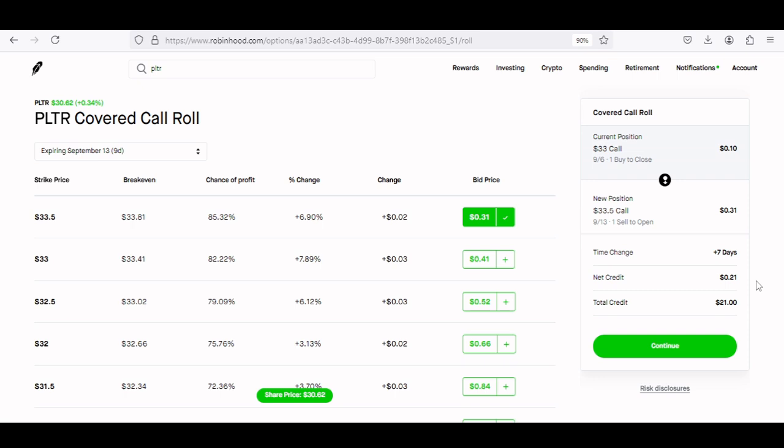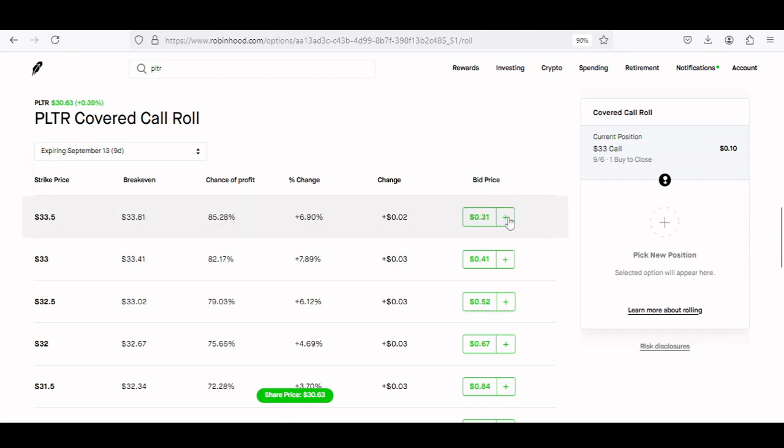Now, there are different types of rolling. What we did there was we rolled out and then we also rolled up. Rolling up means just going to a higher strike price than what you previously had. So we rolled out, then we rolled up. Now I'm going to show you another way you could roll.